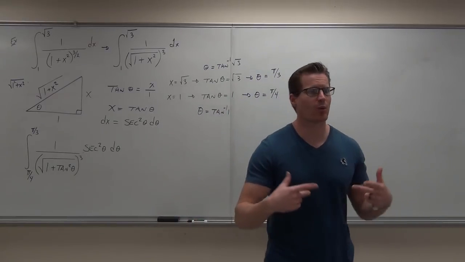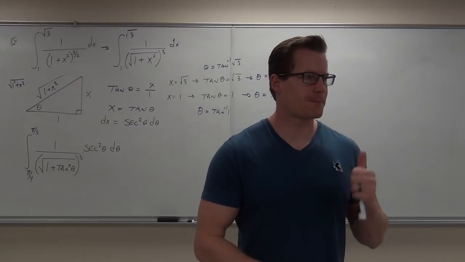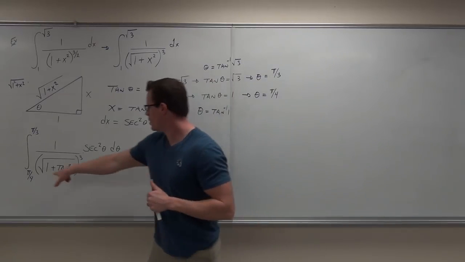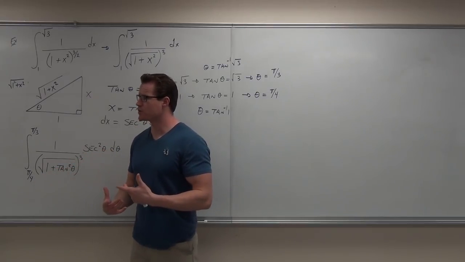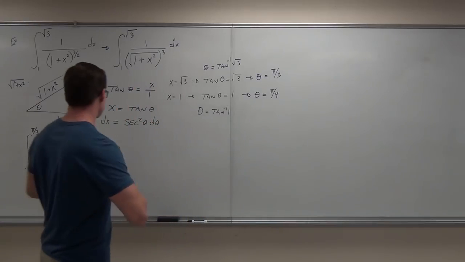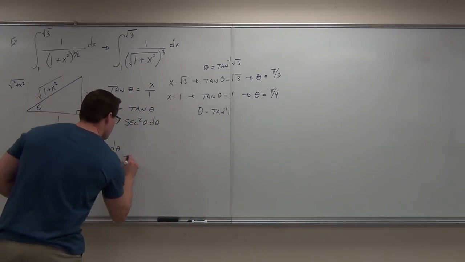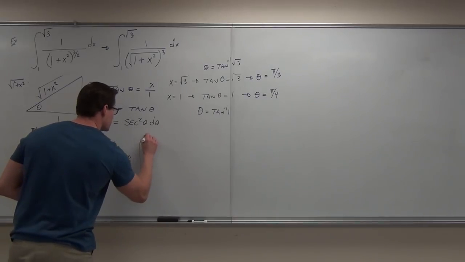Okay, next step. Tell me what we're going to do. Secant squared from the bottom. So we're going to use our identity and get rid of that thing. This is always going to happen if you do your trigonometric substitution appropriately. You're going to have an identity that you'll use. So we'll have pi over 4 to pi over 3.